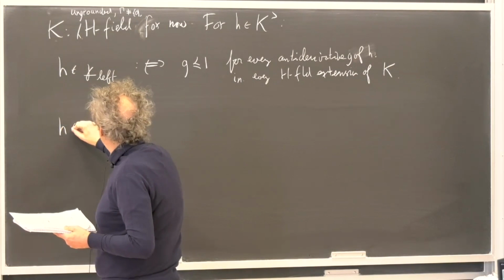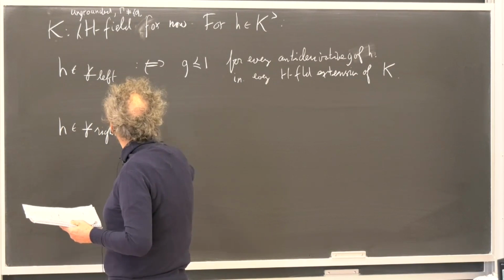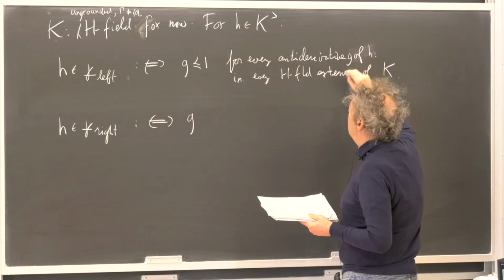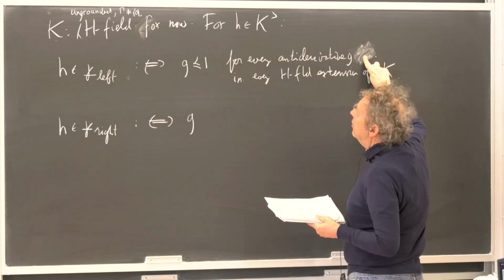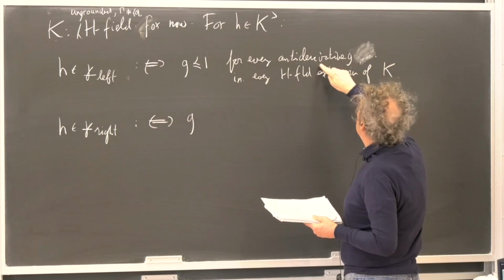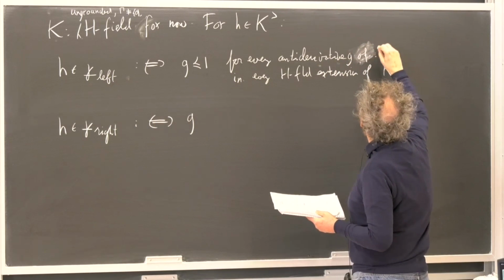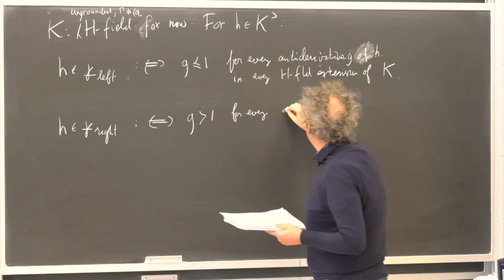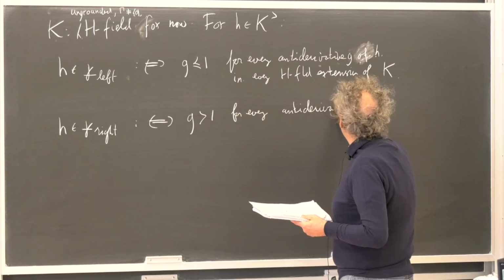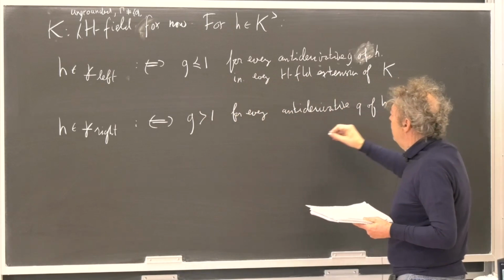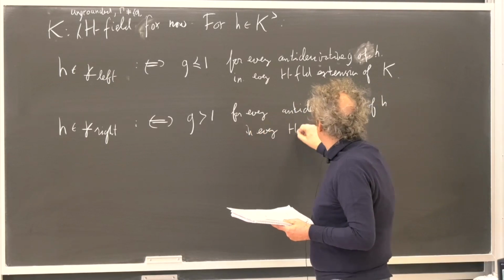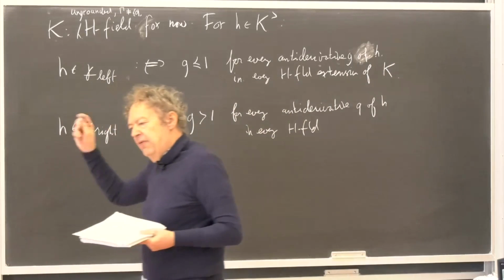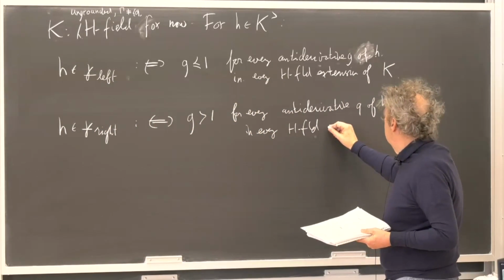And likewise, H is in gamma right if, for every antiderivative G of H, G dominates one, in every H-field extension. And there are always H-field extensions where you can have an antiderivative, just like for Hardy fields. You always have Hardy field extensions where you have antiderivatives.